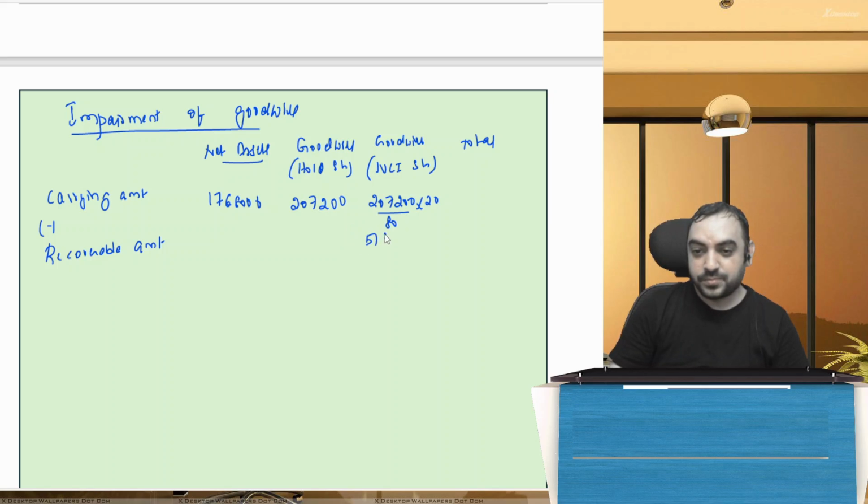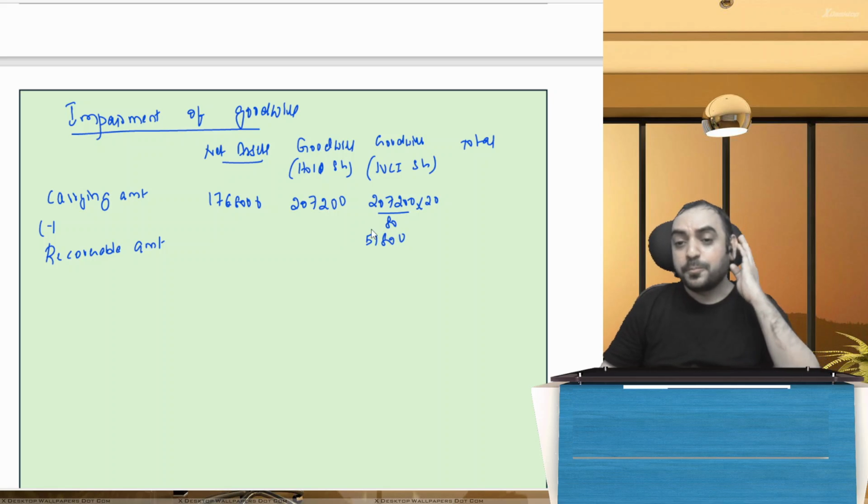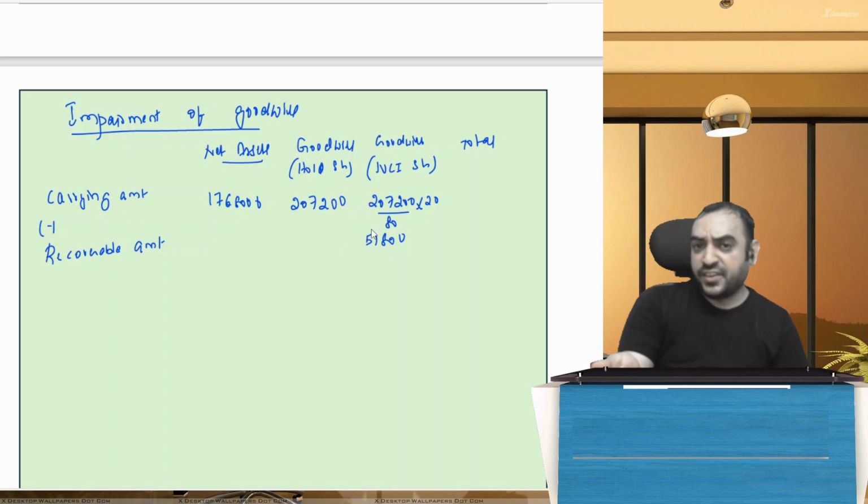51,800. So when I get this, I will know the amount of goodwill, or I can do the total. So 2,07,200 plus 51,800 gives 2,59,000, which is the total goodwill of the subsidiary. But anyway, 17,68,000 plus 2,07,200 plus 51,800. Remember, this is notional. This is not actually recognized.